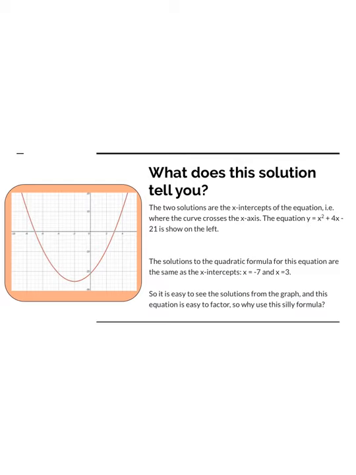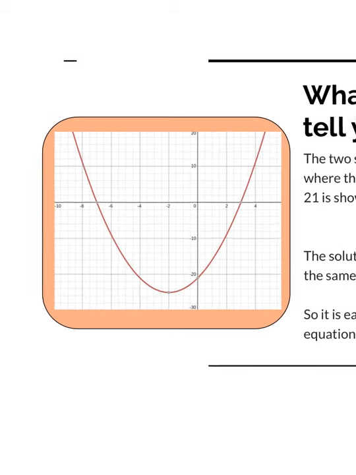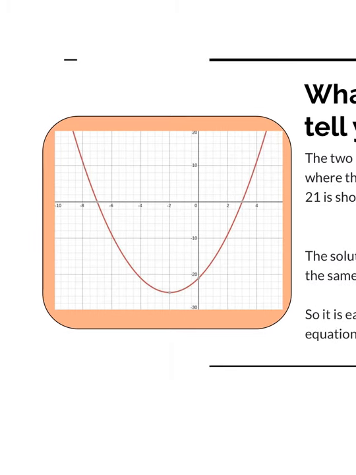So what does the solution tell you? Well, these two solutions are the x-intercepts. These are going to show you where y equals 0. So if I take the equation y equals x squared plus 4x minus 21 and graph it on Desmos, here's what I get. So take a look at it. There's negative 7. There's 3. So it's a nice, easy equation to find the solutions on a graph.